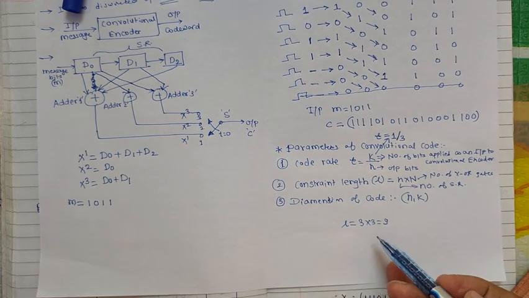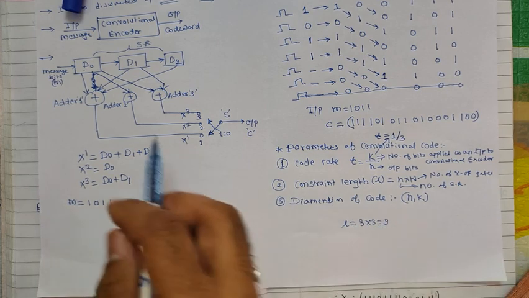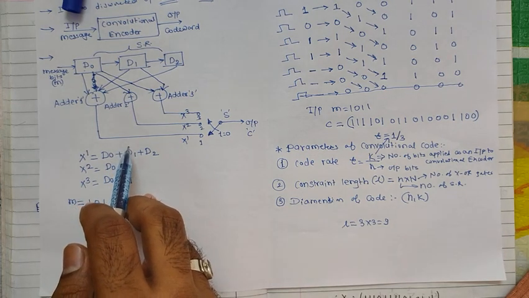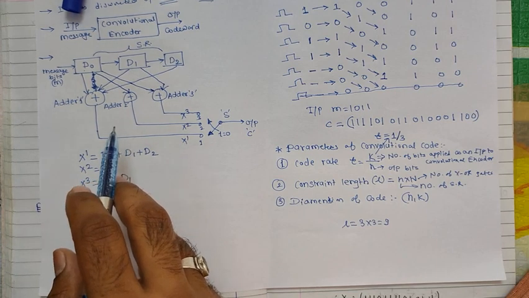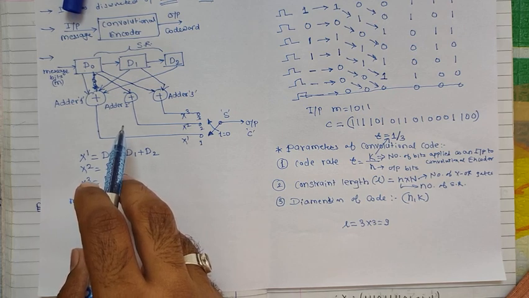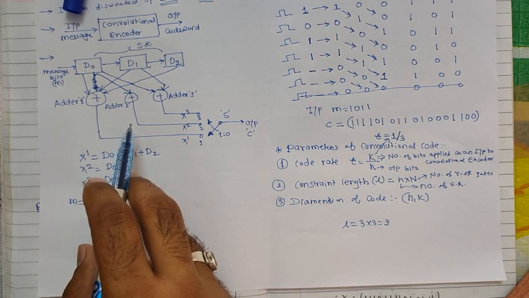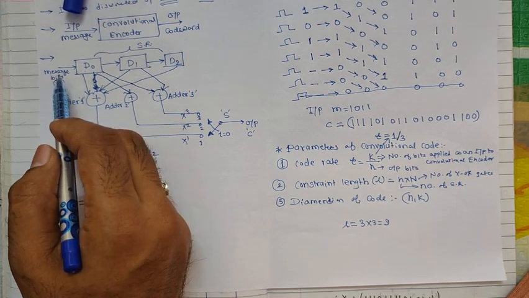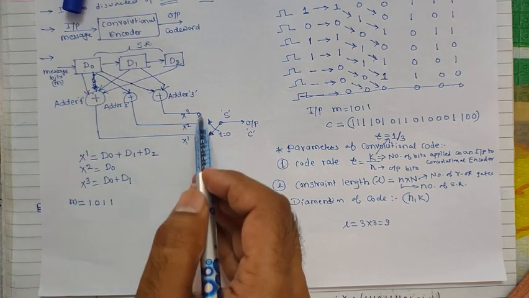So what does it mean? A total of 9 bits will be affected by a single input bit in this convolutional encoder. So let us look once again at the definition of constraint length. It is defined as the number of bits which will be applied to the convolutional encoder making an impact on how many number of bits in the output. So if we see the first bit which we'll be applying here, because of this first bit how many bits are we getting in the output?